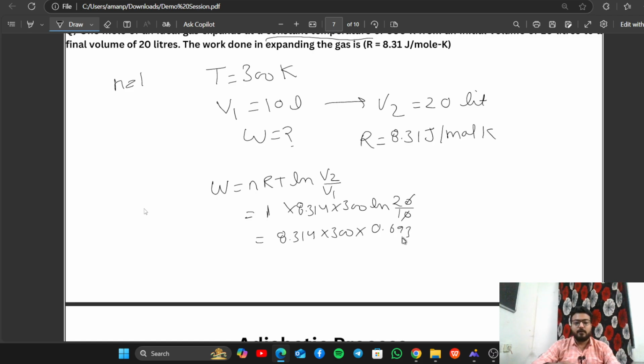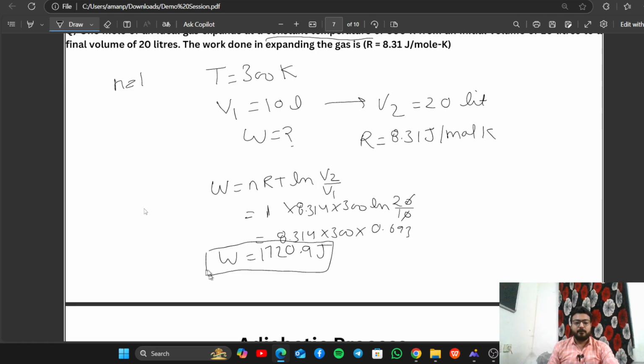So the answer is 8.314 × 300 × 0.693, which equals 1728.9 joule. The work done by the system during this isothermal process is 1728.9 joule.